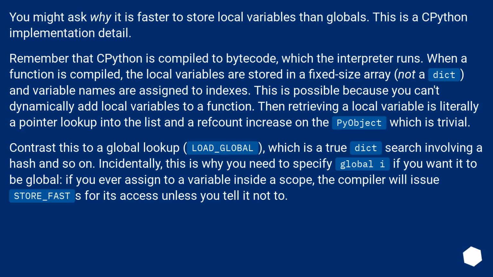Then retrieving a local variable is literally a pointer lookup into the list and a ref count increase on the PyObject, which is trivial. Contrast this to a global lookup, LOAD_GLOBAL, which is a true dict search involving a hash and so on. Incidentally, this is why you need to specify global i if you want it to be global. If you ever assign to a variable inside a scope, the compiler will issue STORE_FAST for its access unless you tell it not to.